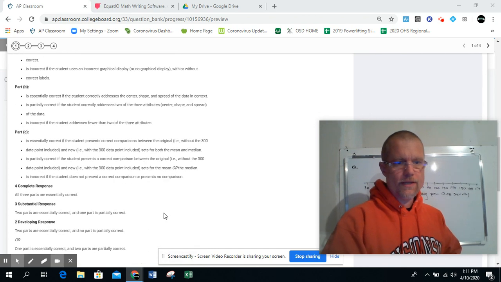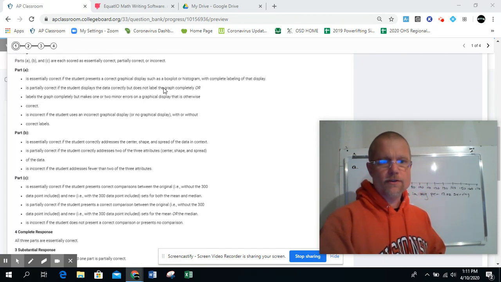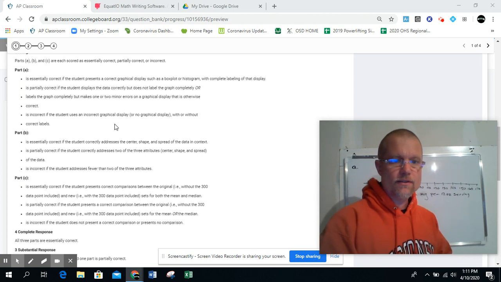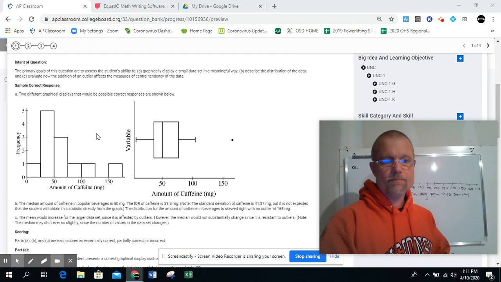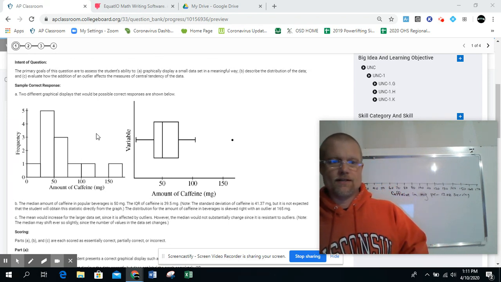When I score it, essentially you make the correct graphical display, or it's partially correct but does not label the graph completely, or it makes 2 minor errors in the graphical display, or it uses an incorrect graphical display with or without correct labels. So we want to make sure that we get our labels in there, amount of caffeine. So there are the 2 histograms.